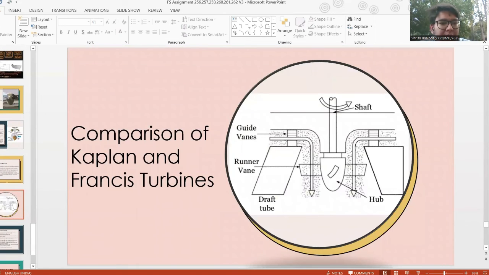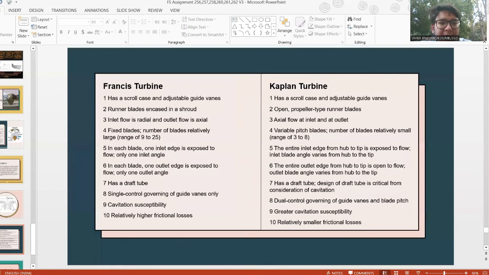Now we have a comparison of the Kaplan and the Francis turbine. To name a few, the Francis turbine has a scroll case and adjustable guide vanes, whereas the Kaplan turbine also has a scroll case and adjustable guide vanes. In the Francis turbine, only a part of the blade's inlet edge is exposed to the flow, with only one inlet angle. Whereas for the Kaplan turbine, the entire inlet edge from the hub to the tip is exposed to the flow and the inlet blade angle varies from hub to tip.